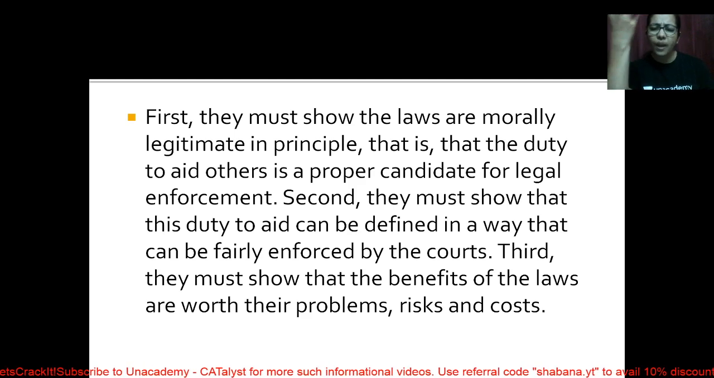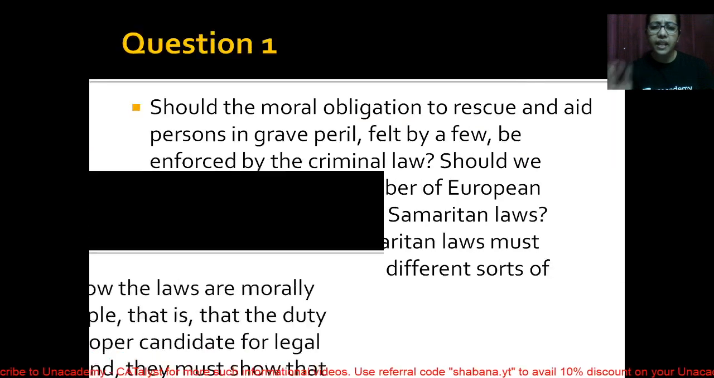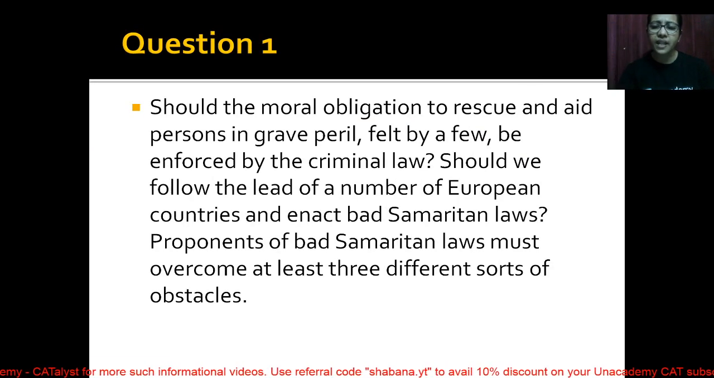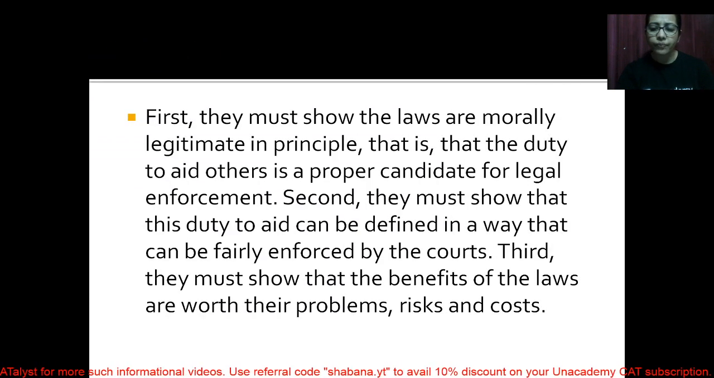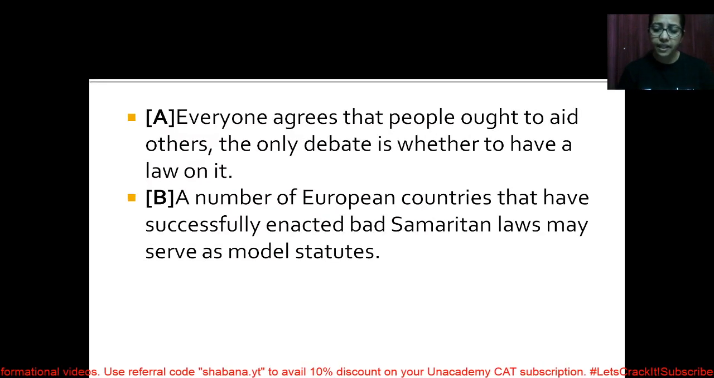The important points I said, the important points. What is it trying to say? Below it is said here: overcome at least three different sorts of obstacles. If you want to make a law, then. What are those three obstacles? We don't need to read them. Fine. Now you eliminate. A, B, C, D. Okay, so the answers have started coming in. Somebody says B, somebody says C, and most of you have said D. All right.